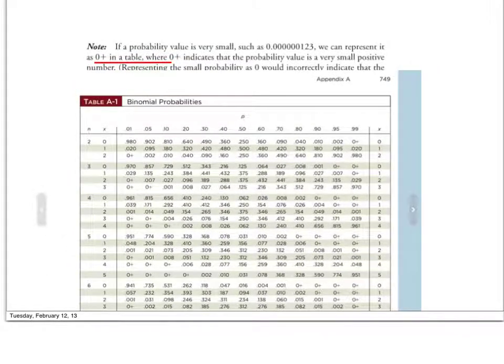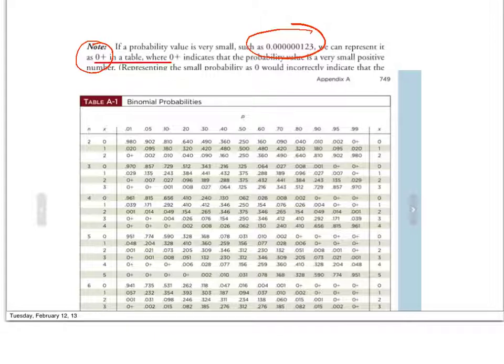Now, we have a convention in our book, which we have to make sure we all understand, that if we have a probability value that's very small, such as this number, in the tables in your text, those numbers are represented by the symbol 0 plus to indicate that the probability is a small number, but it's still a positive number. So we're not going to identify it as 0 because there's always a chance that a certain event could happen, so the probability shouldn't be exactly equal to 0.